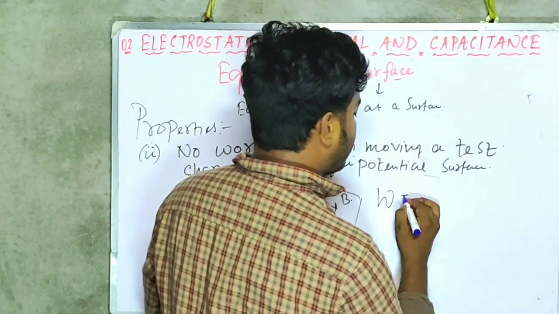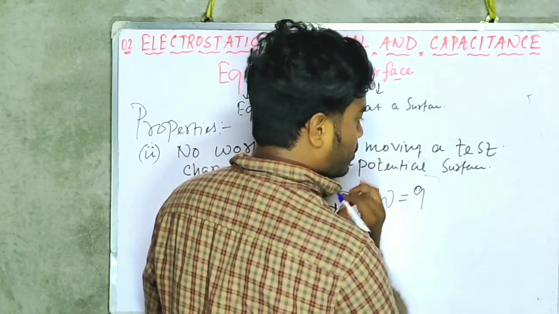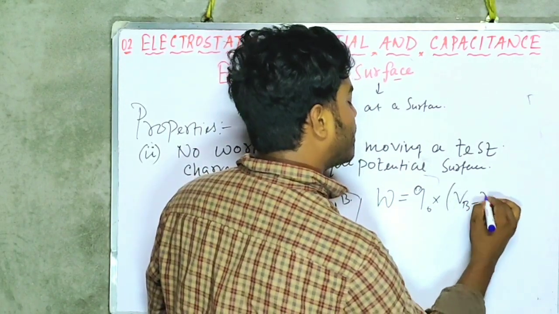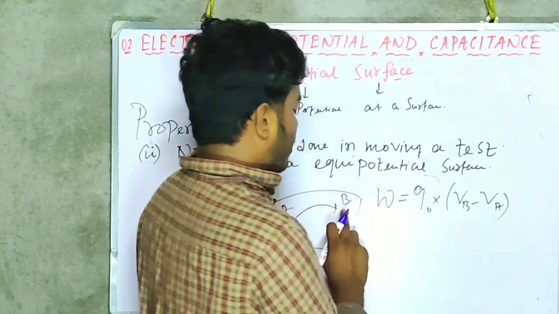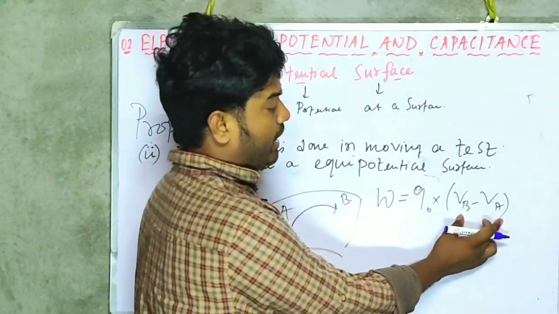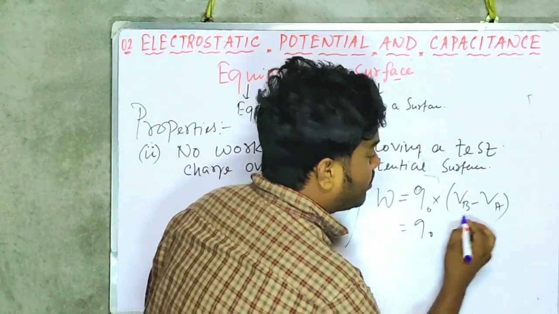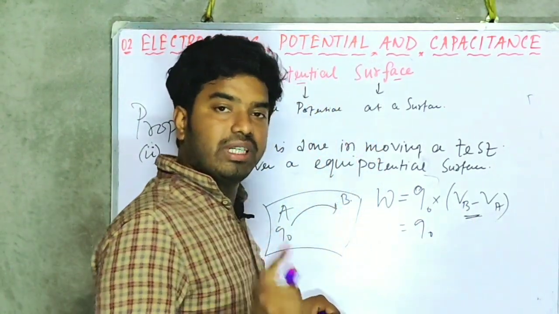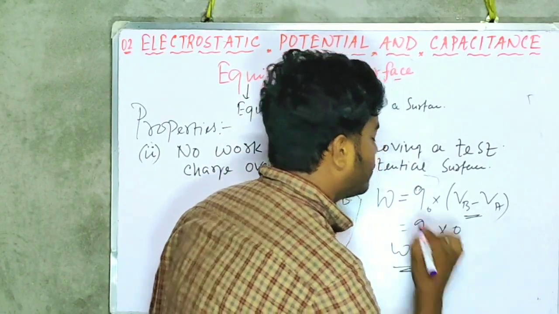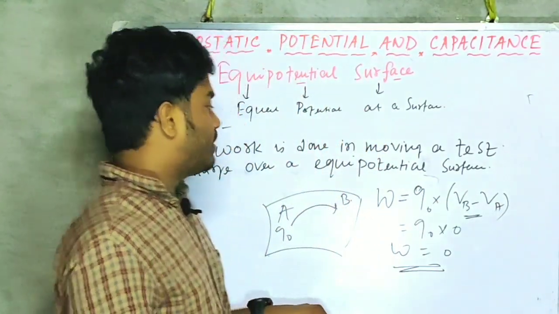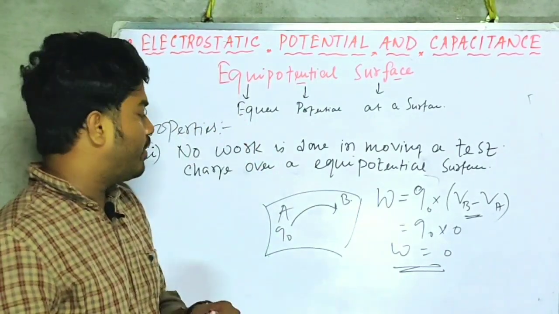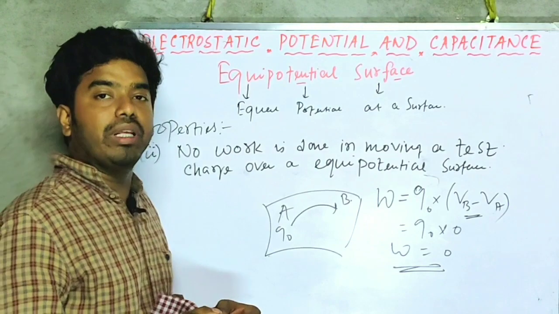You know the formula, work done is equal to charge Q0 times the potential difference between two points. Here the final point is B and the initial point is A, so the potential difference is VB minus VA. You know the potential difference over an equipotential surface is 0. So Q0 into 0, that is W is equal to 0. Clear? So this is the second point, an important point: no work is done in moving a test charge over an equipotential surface.